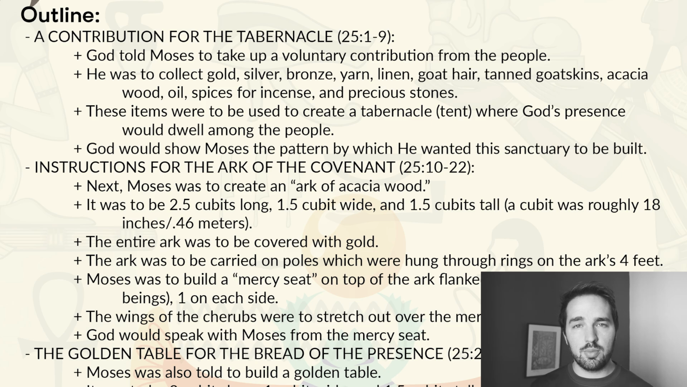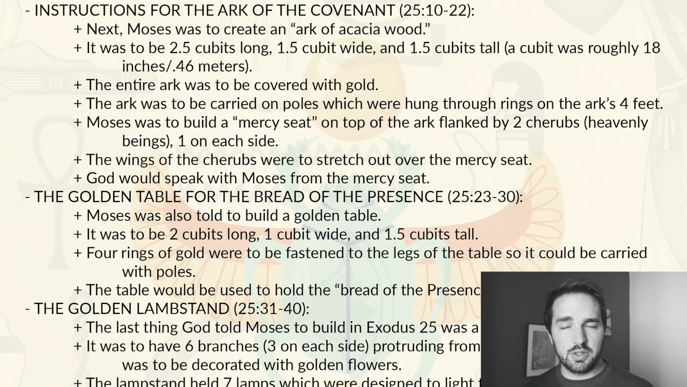God was going to show Moses the pattern by which all of the tabernacle and the things that went inside of it were supposed to be built. One of the things that was going to go in the tabernacle was the Ark of the Covenant. And even if you've never read the Bible before, you probably heard of the Ark of the Covenant. Maybe if you watched Indiana Jones, you've heard about it.